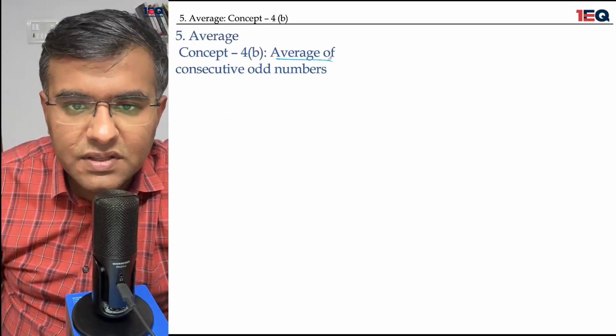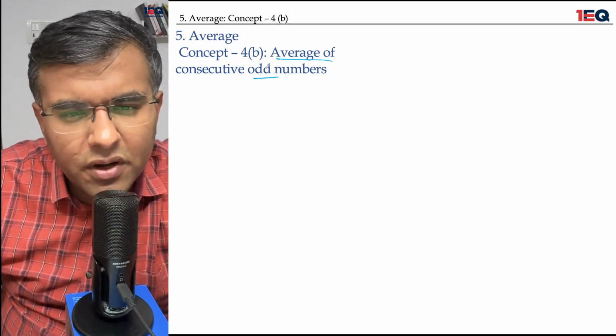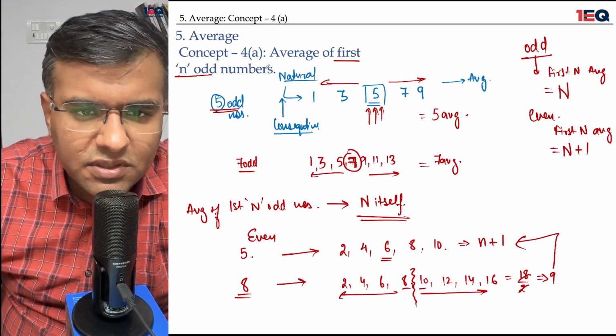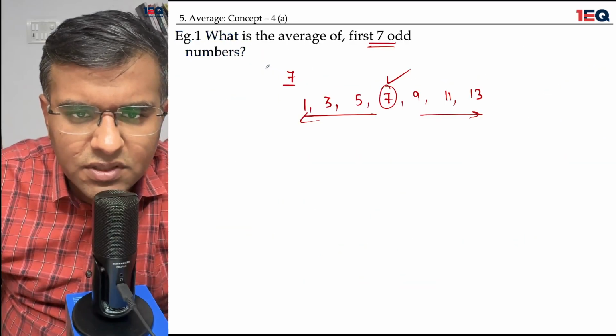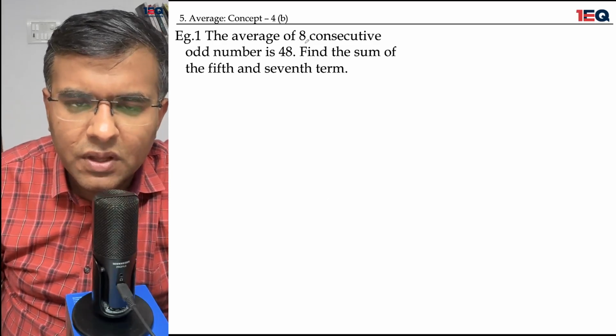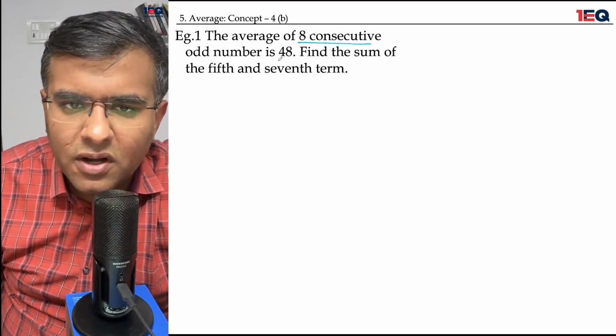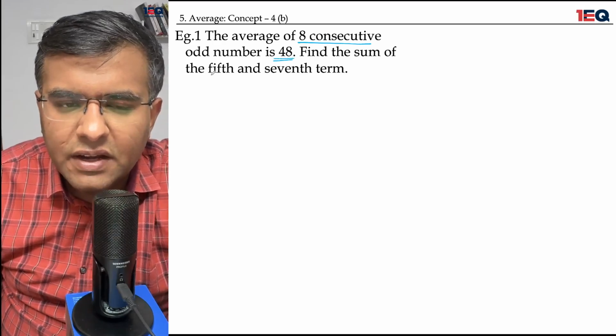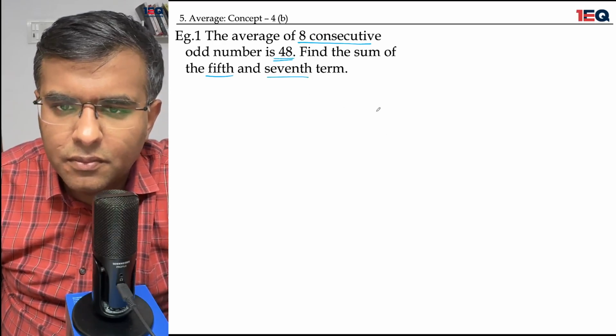Now, average of consecutive odd numbers. I think we've already done it. Average of first 10 odd numbers. Yeah, we've already done this concept. I'll quickly find it out. The average of 8 consecutive odd numbers is 48. Find the sum of the fifth and the seventh term.